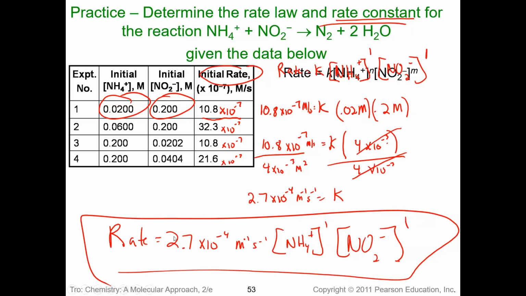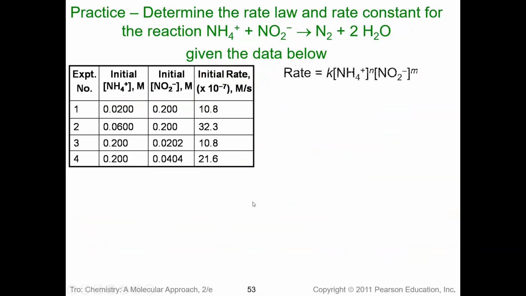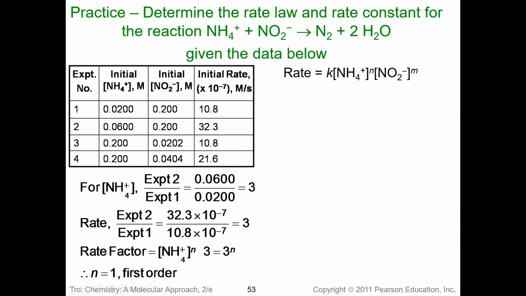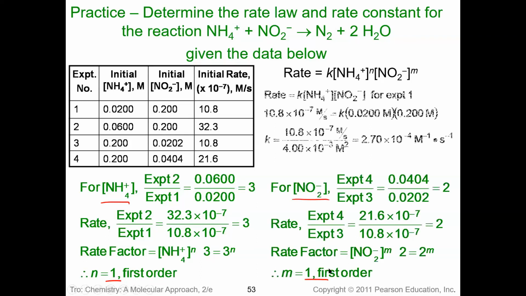All right, I'm pretty sure. Yeah, here's everything I just did. Here's our rate. Here's for NH4, first order. For NO2 minus, first order. And then here I just plugged in. I always choose the first one when I do this part. When I find my K, I always choose experiment 1. You don't have to, I just always do. You'll notice on all my examples, I always choose experiment 1. So I just used experiment 1, and then I figured out my K.